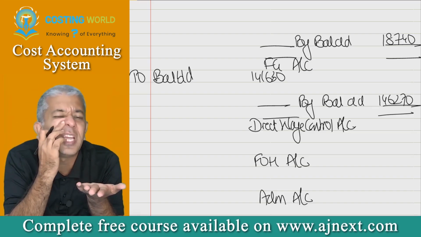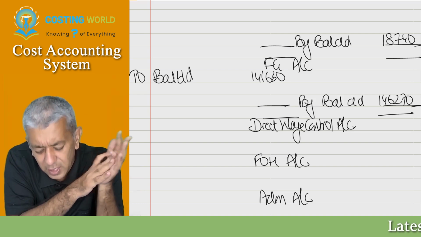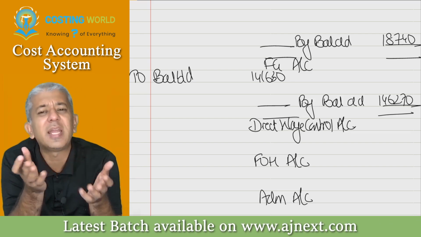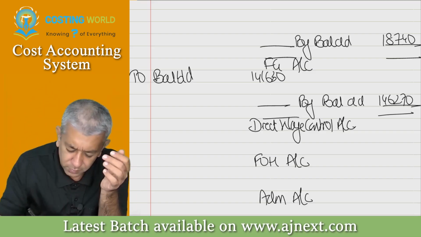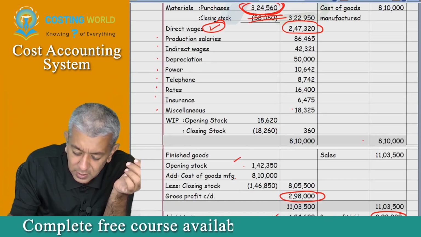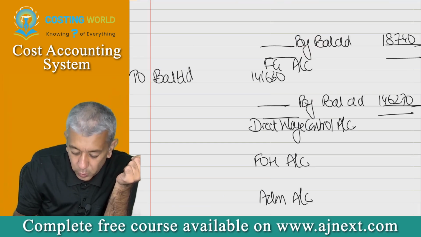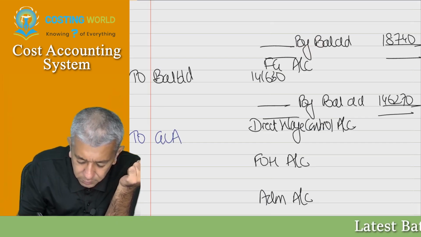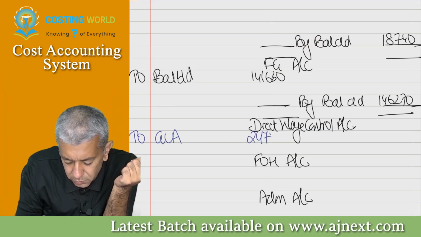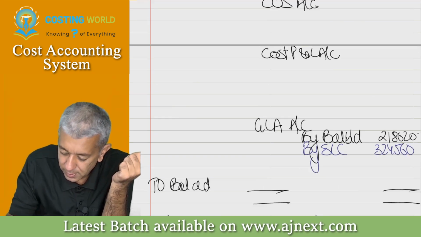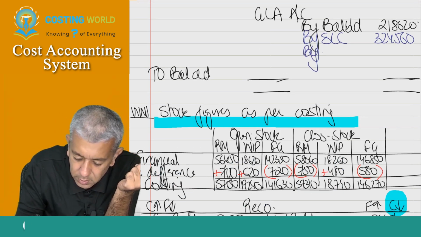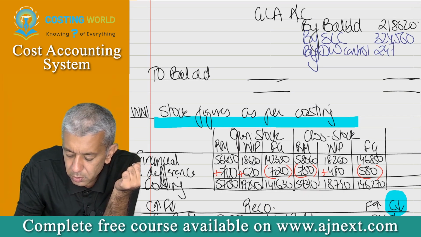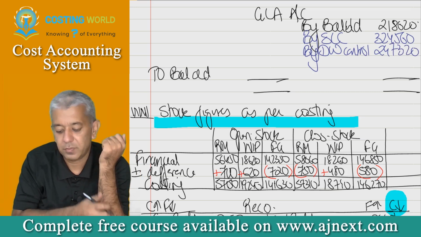You have an option like this in each and every question that you have done. Till now, I didn't want to show you that option, but you will understand in a couple of minutes why this option will be slightly faster in this question. So this is another transaction, beta. Direct wages 247,320. Let's pay for it. Direct wage control account debit to GLA 247,320, by direct wage control account 247,320.